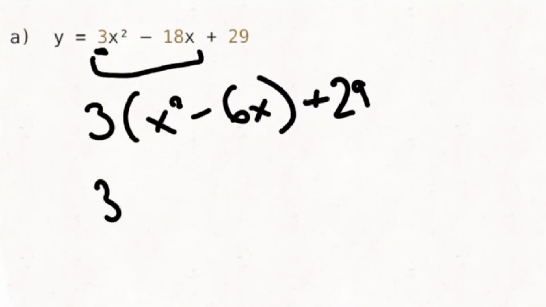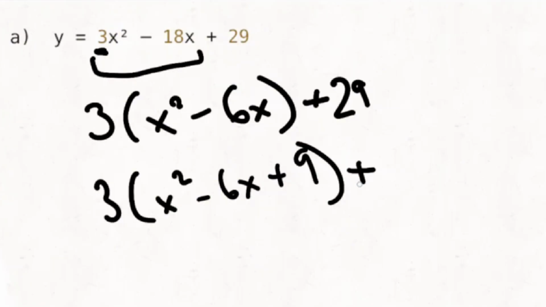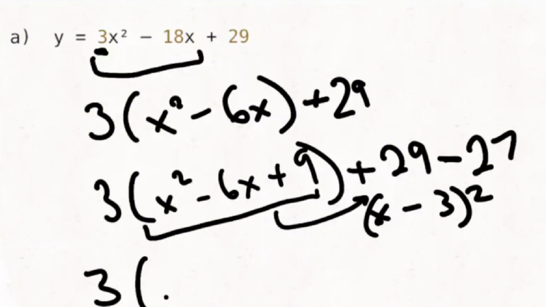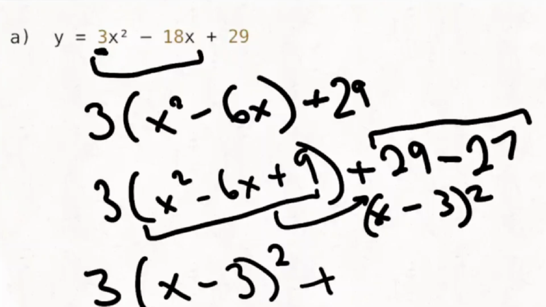We have 3 times x squared minus 6x plus 9 plus 29. Guys, don't forget, we have a 3 over here. So we added a 9, right? But we actually added 9 times 3, which is 27. So in order for this to cancel out, we have to subtract 27. If we complete this perfect square right here, what we get is x minus 3 squared. 3 times x minus 3 squared plus 29 minus 27, which is equal to 2, plus 2.